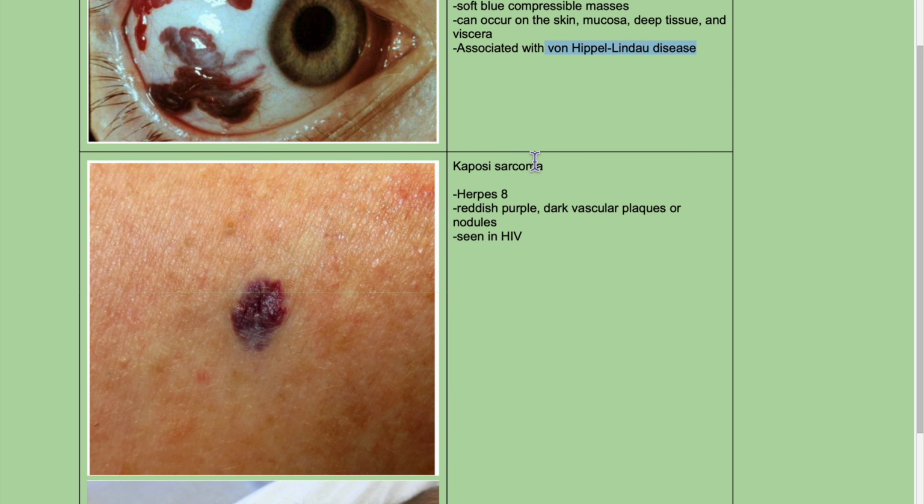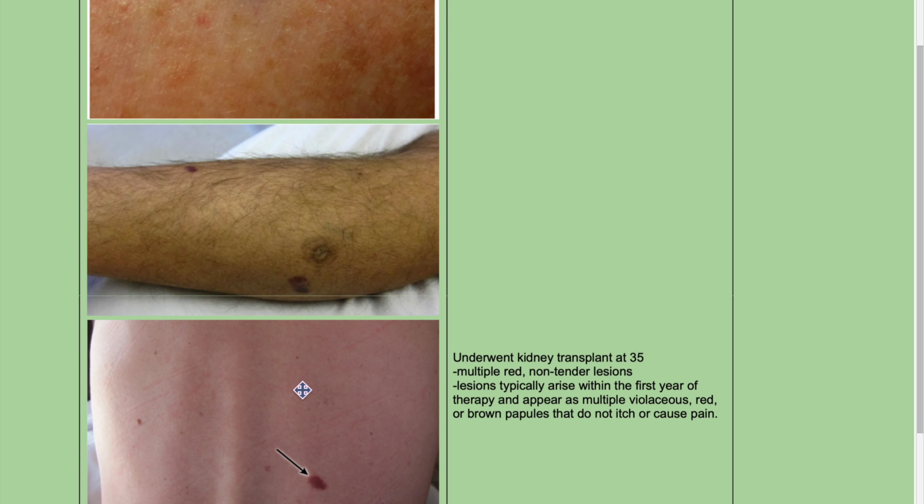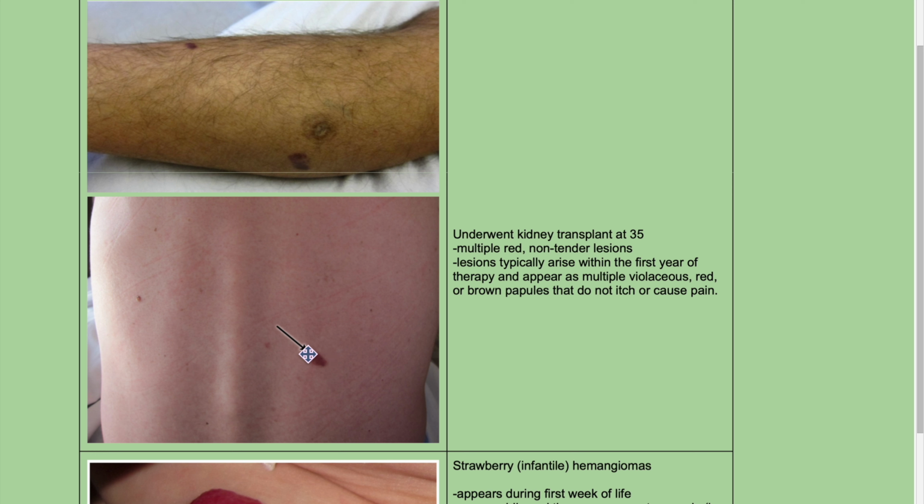This is Kaposi sarcoma, herpes 8, reddish purple, red, dark vascular plaque and nodule. It's seen in HIV. Okay. This is also Kaposi sarcoma. This is also Kaposi sarcoma. And they underwent a kidney transplant at 35. Multiple red, non-tender lesions were seen. Lesions typically arise within the first year of therapy and appear as multiple violaceous red or brown papules that do not itch or cause pain.